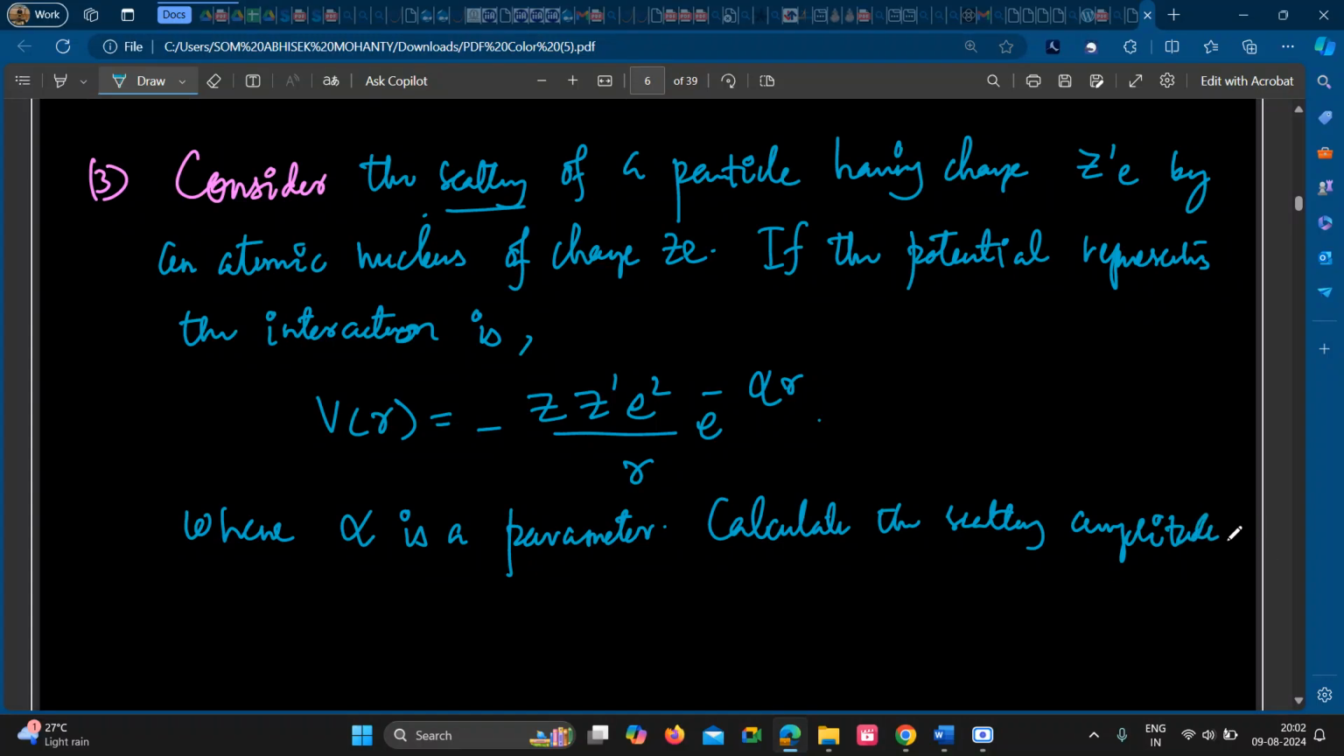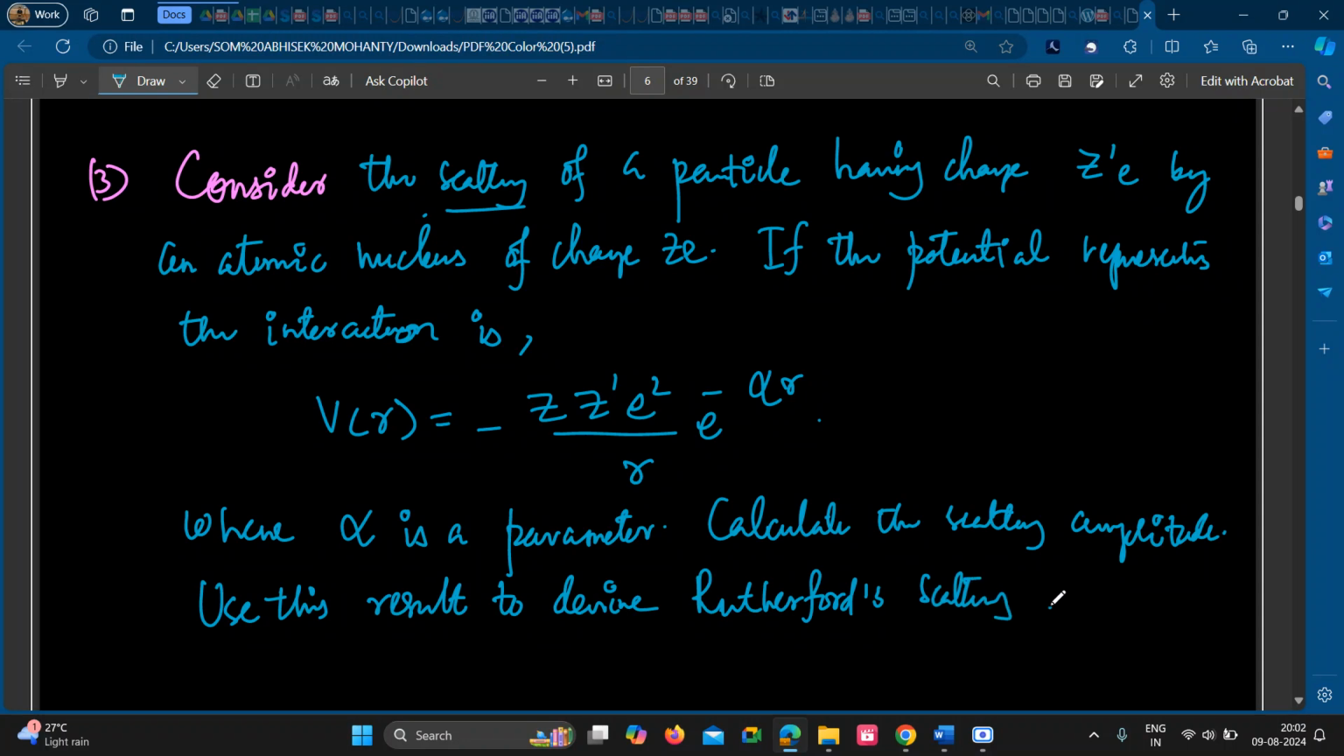Use this result to derive Rutherford's scattering formula for scattering by a pure Coulomb potential.